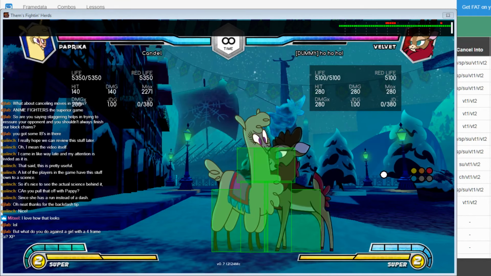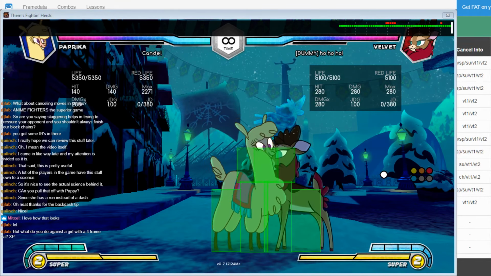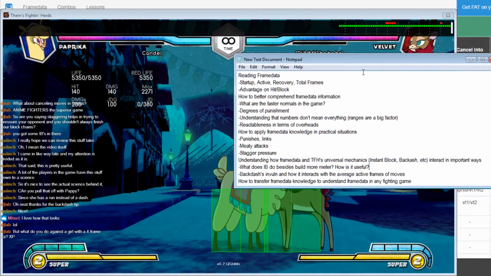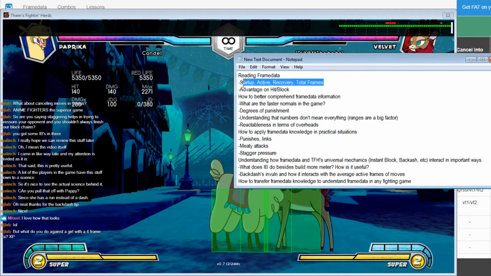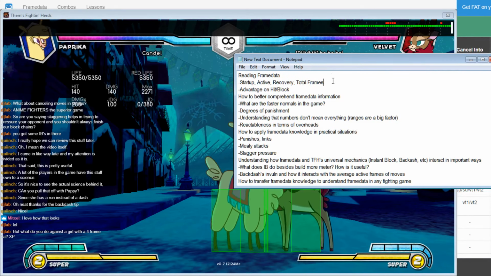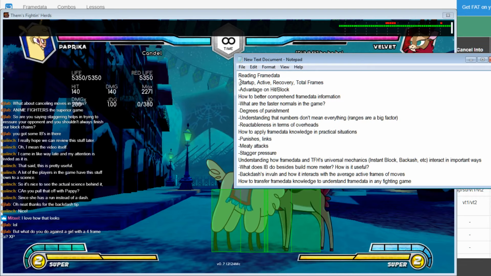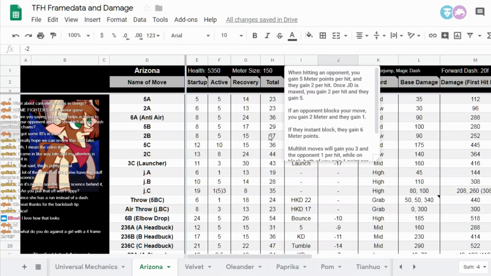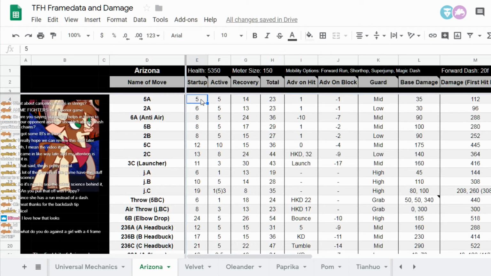Let's see, I'm looking at my checklist here. Here are all the things that I was aiming to go over today. We talked about startup, active, recovery. Total frames we didn't really talk about, but that's just how many frames these add up to. If you look at the frame data here, it might not add up exactly. See, 5 plus 5 plus 14 is not 23, it's 24. But that's because the 5th frame of startup and the 1st frame of active are the same frame.